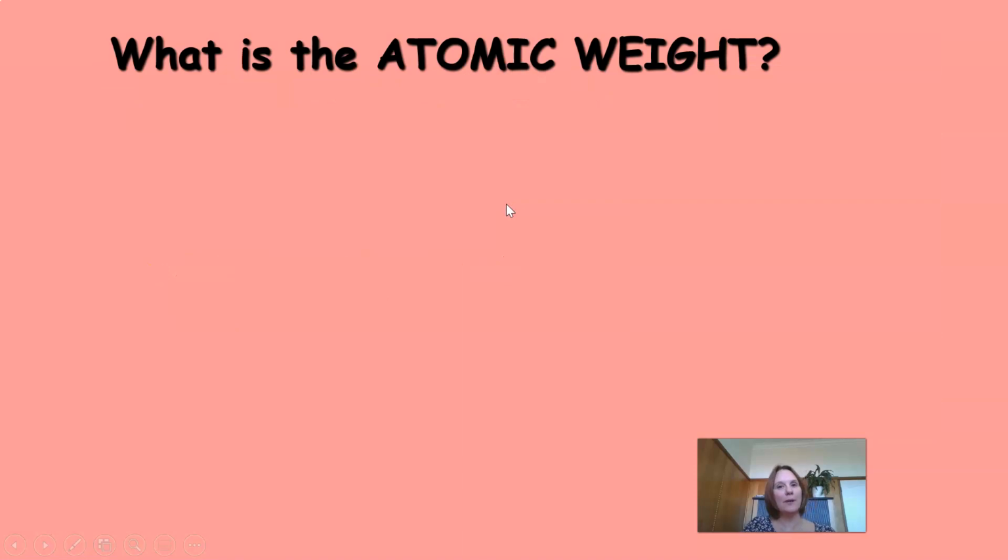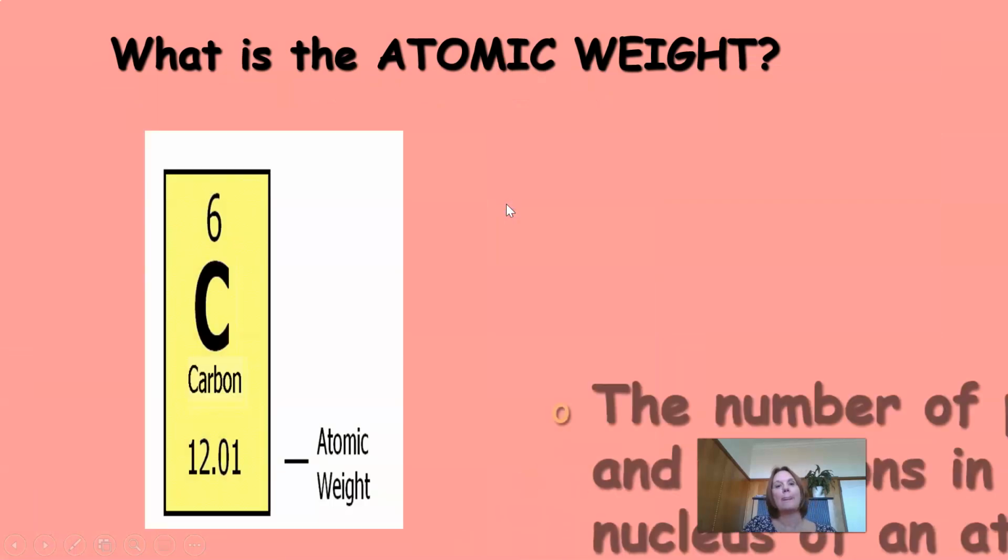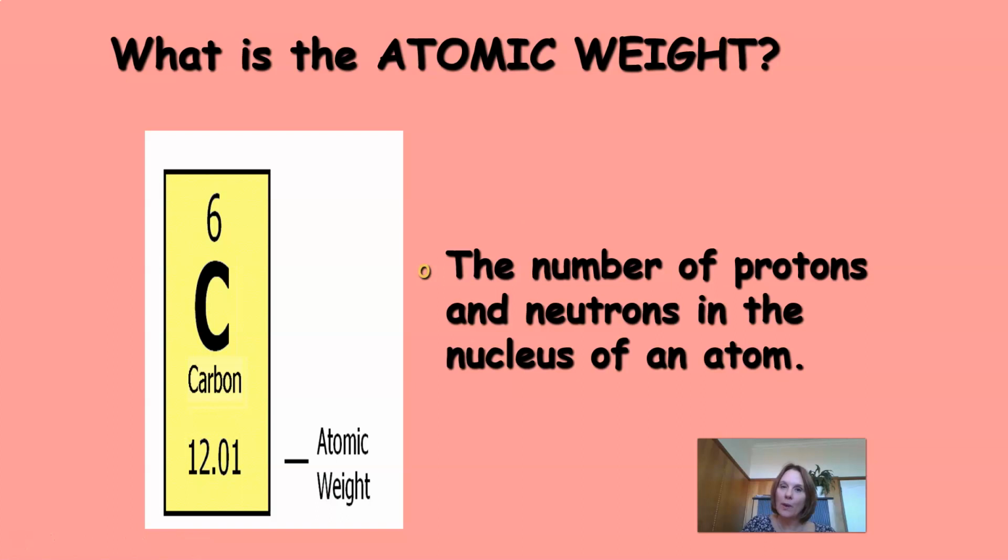What is the atomic weight? The atomic weight, like we said right at the beginning, is the number of protons and neutrons in the nucleus of an atom, in the middle of the atom. Okay, and it's there on the bottom of the periodic table. It tells you exactly what the atomic weight is. So in other words, what is the mass of the protons and the neutrons combined? Okay, are you getting this?